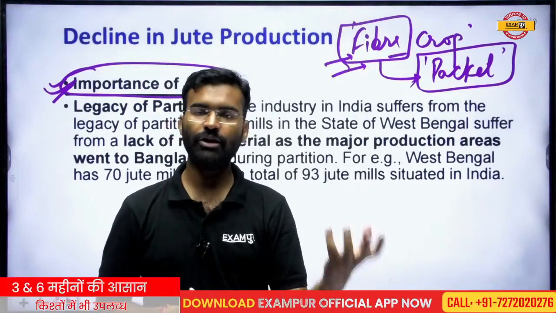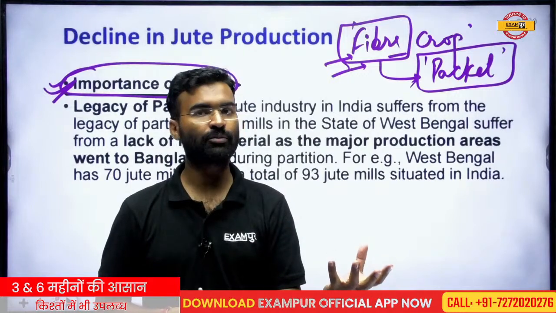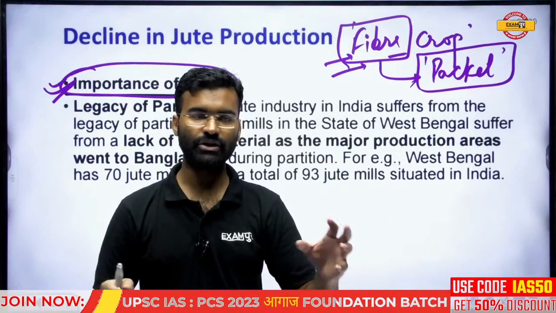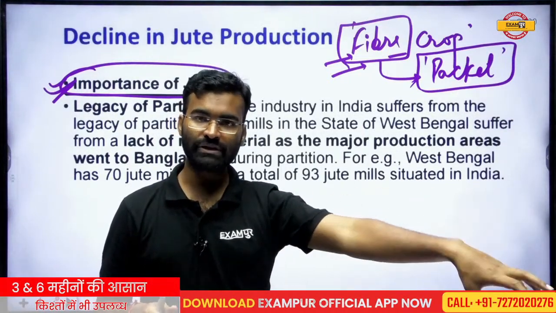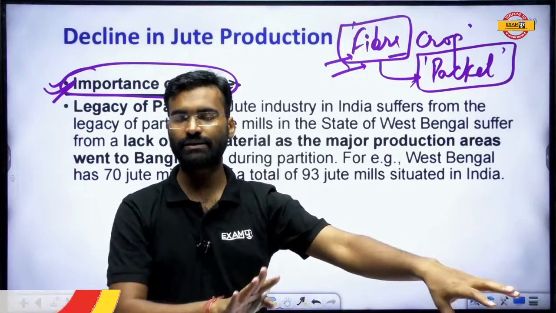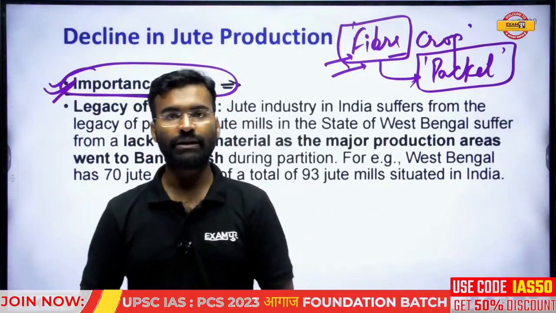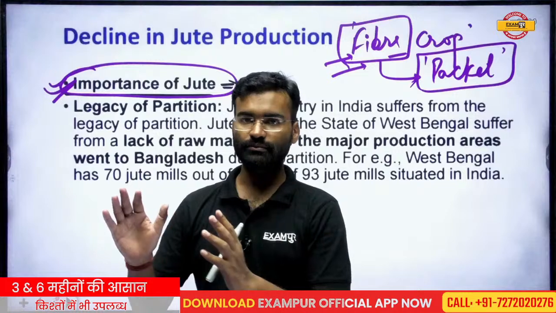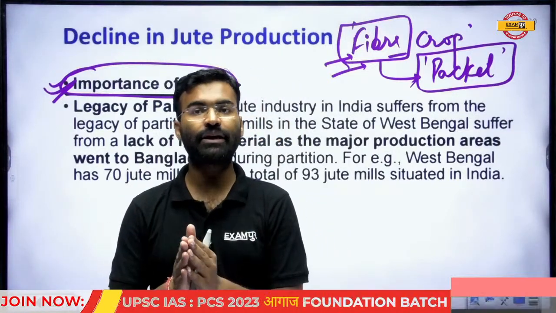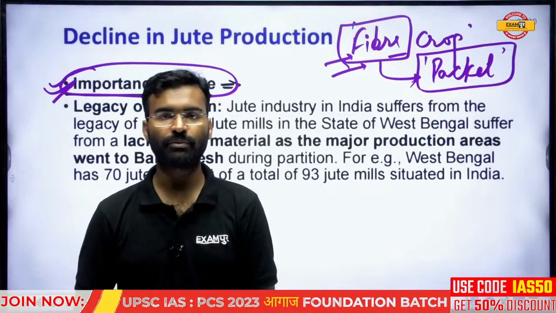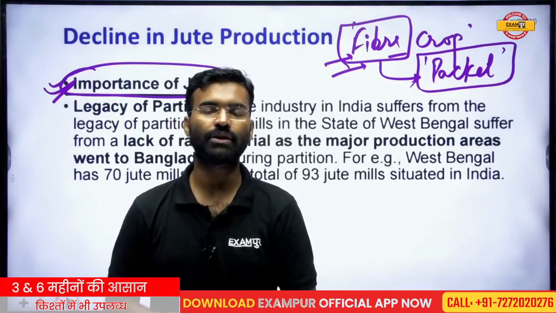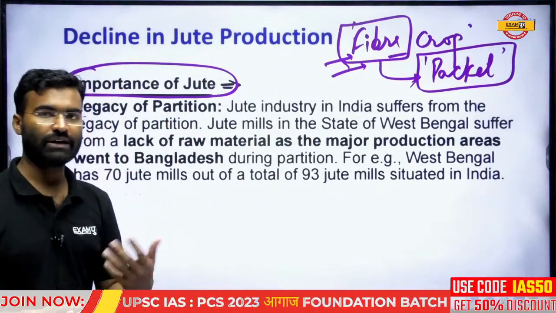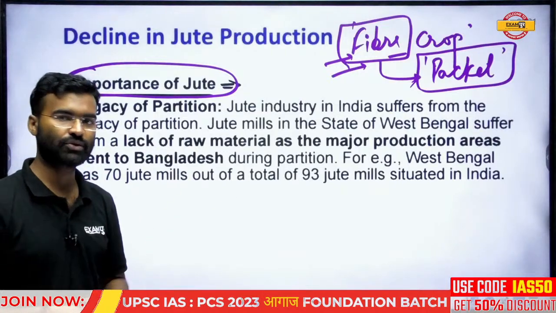If you have the production, if you have the products, then there is a requirement of industry, and you don't have the industry after the partition. India, which has the industrial area, does not have the producing area, and the country which has the producing area does not have the industrial area. So this created a big chaos in production, and it hammered the entire jute industry.